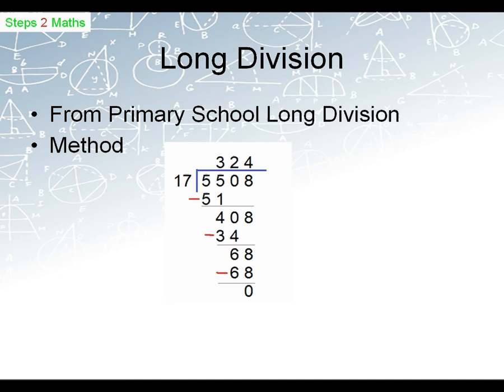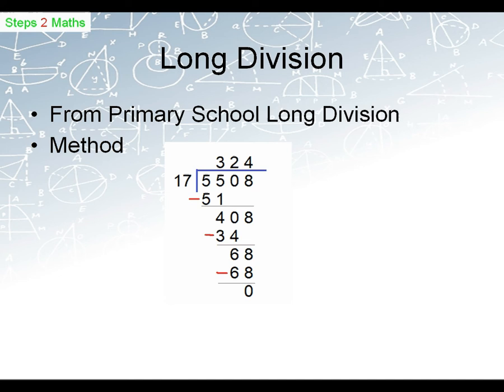So the method we used was we would say, how many times does 17 go into 55? The answer would be 3, and we'd put 3 up in our answer row at the top, and then say 3 17s is 51. We would subtract the 51 from the 55 to find our remainder 4. So that's our 55. Take away 51 leaves us with a remainder of 4, and we bring down the 0 and the 8 to give us 408.